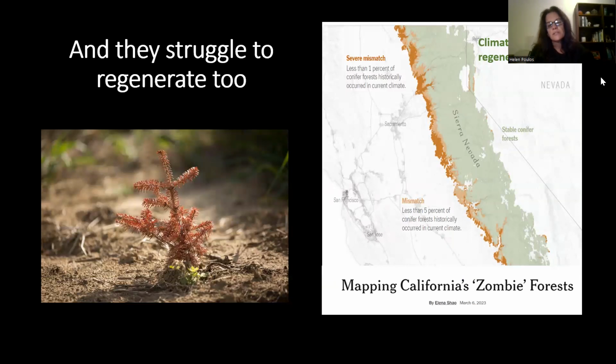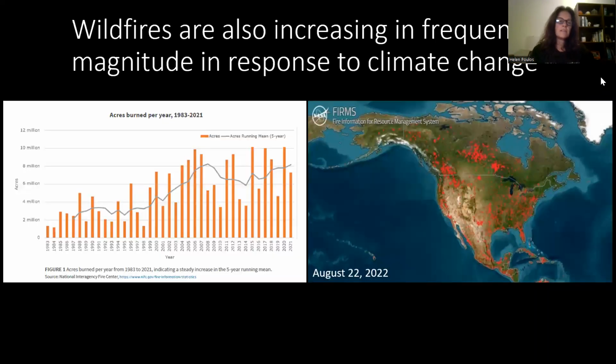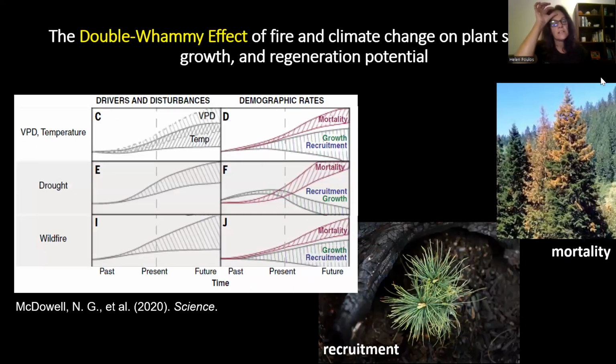Seedlings are no exception to this rule, and this is a great title for a New York Times article that came out in March this year, mapping California's zombie forests, where we can see that there's a climatic mismatch between the adult tree species that regenerated 100 to 200 years ago under cooler, wetter climates and the local environment where trees are regenerating today. So this, coupled with increasing disturbance frequencies, like increasing severity in wildfires and numbers of acres burned under climate change, is also threatening the capacity of plants to survive and grow in this environment. And so this creates a sort of double whammy effect of fire and climate change on plant survival.